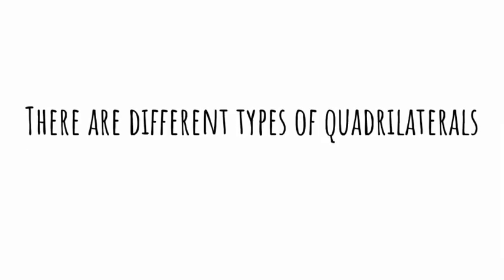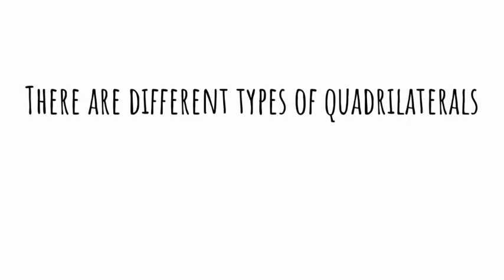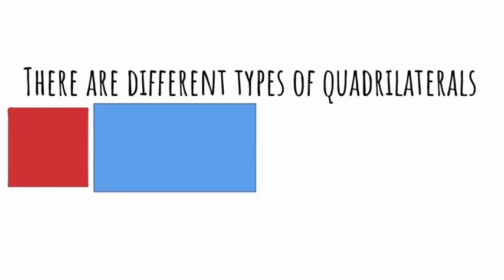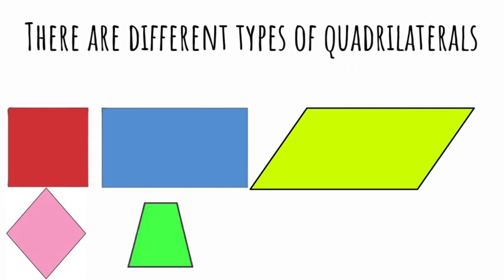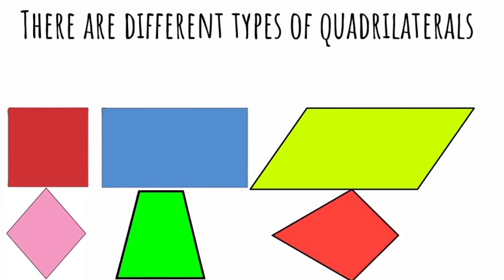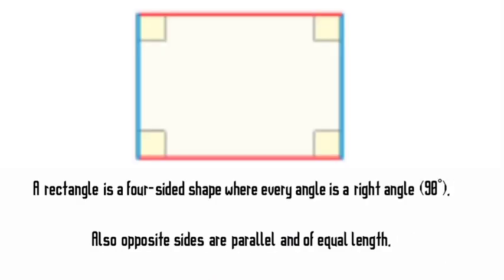There are different types of quadrilaterals. These are the square, rectangle, parallelogram, rhombus, trapezoid, and kite. A rectangle is a 4-sided shape where every angle is a right angle or 90 degrees. Also, opposite sides are parallel and of equal length.